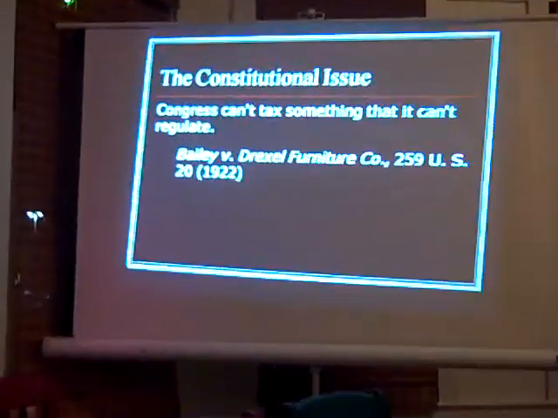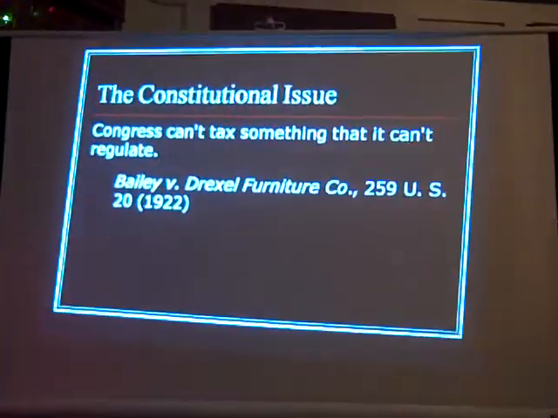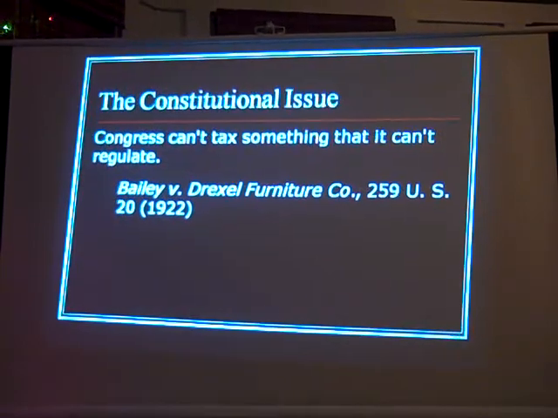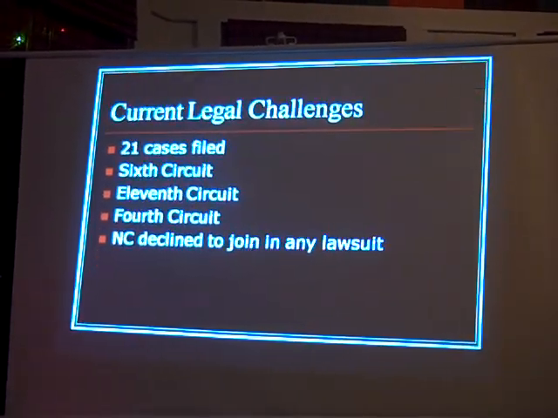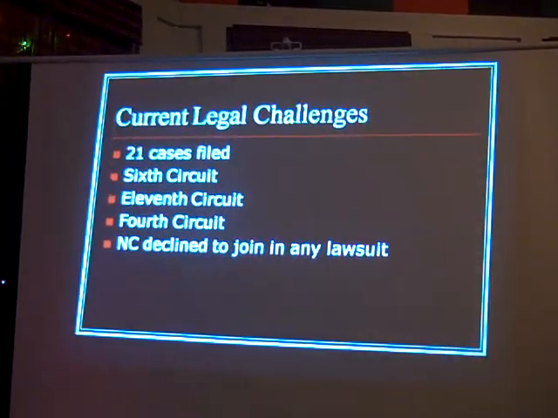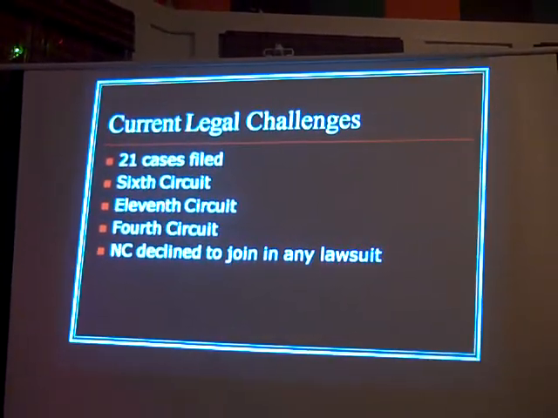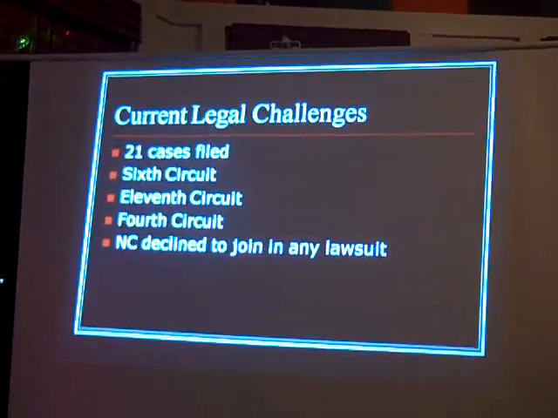Something that it can't regulate. That's a Supreme Court case, 1922. All right, so the important thing to remember is this is really about the Commerce Clause. And I will mention one judge who didn't completely agree with that, but it is about the Commerce Clause.